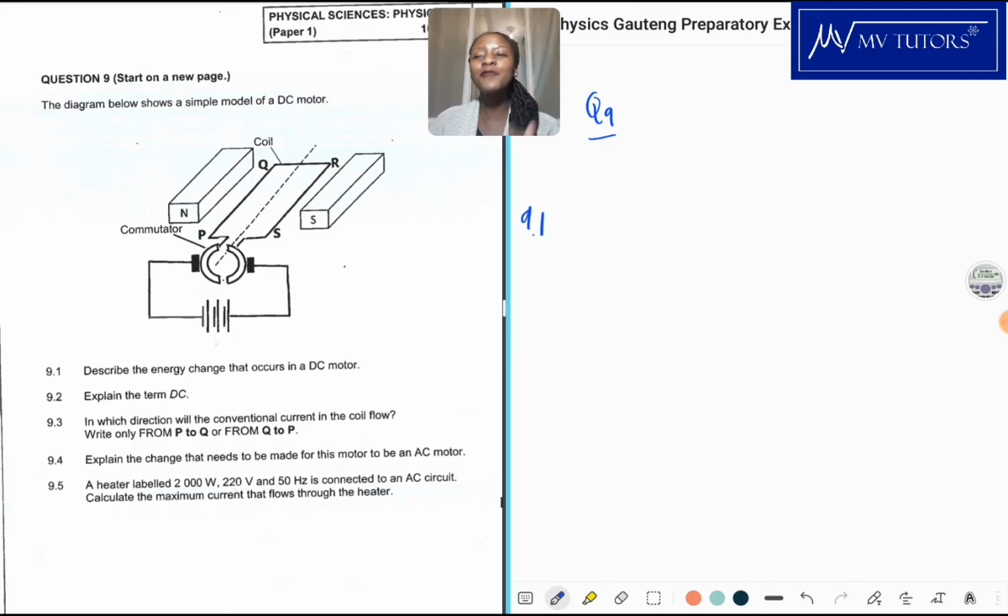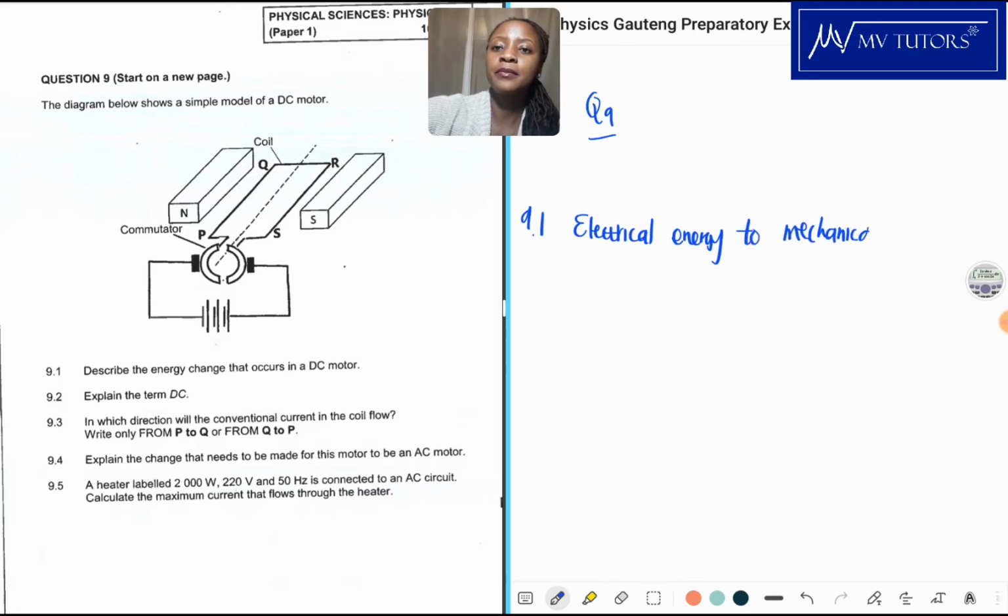So if you forget what a motor does, think about what a generator does and apply the inverse for a motor. So we're going to go electrical energy to mechanical energy. That's how we get cars moving.